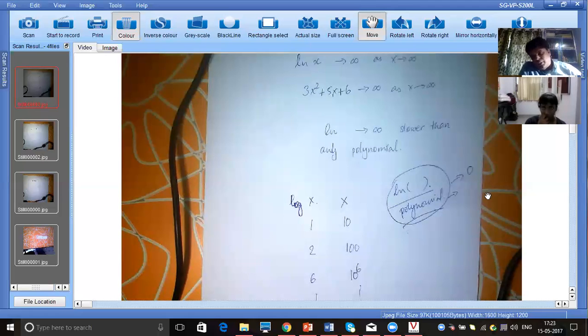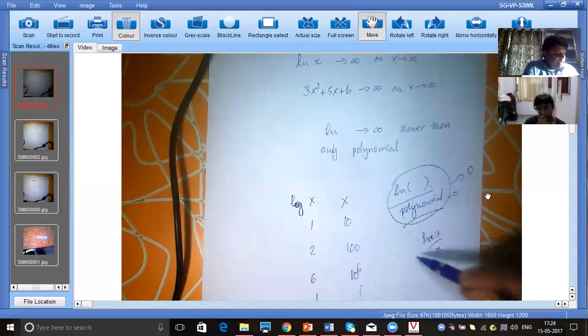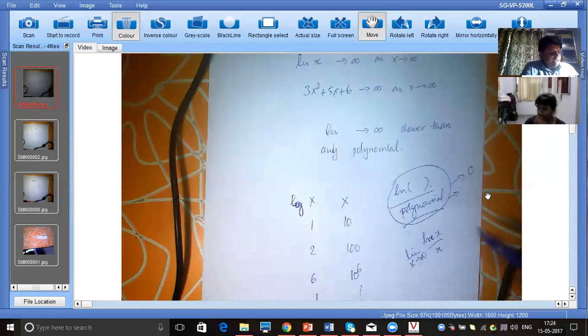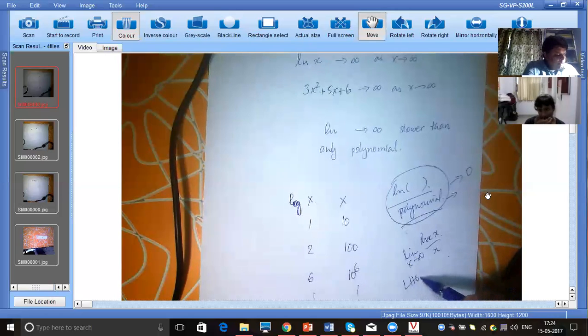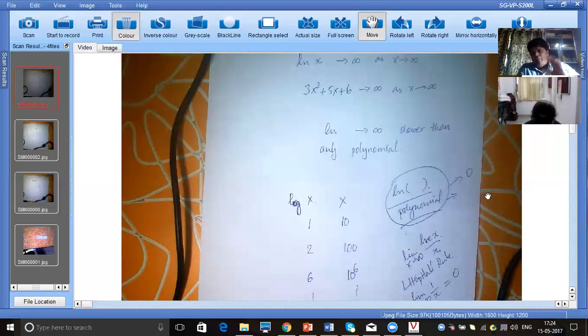It can be shown formally by L'Hopital's rule. Log x by x, limit as x goes to infinity, is in the form infinity by infinity, so I can do L'Hopital's rule. What is the derivative of log x? 1 by x. And the derivative of x is 1. In the limit as x goes to infinity, 1 by x goes to 0. Anytime you see a log in the numerator and a polynomial in the denominator, you know that it goes to 0.